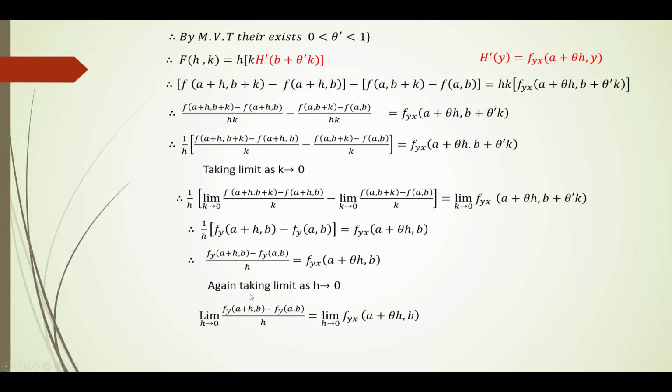Now this is the definition of partial derivative with respect to x, because only the x coordinate changes, a plus h, a, and the y coordinate is fixed. So this is the partial derivative with respect to x, so this is fxy a b. This fxy a b is equal to, on the right hand side taking limit as h tends to 0, this term is 0. So only fyx a b remains. So fxy a b equals fyx a b. Hence the proof of this theorem, Cauchy's theorem.